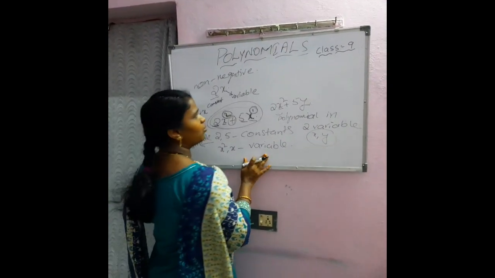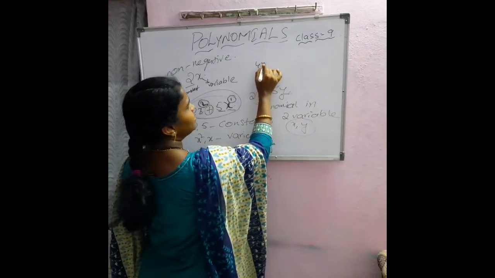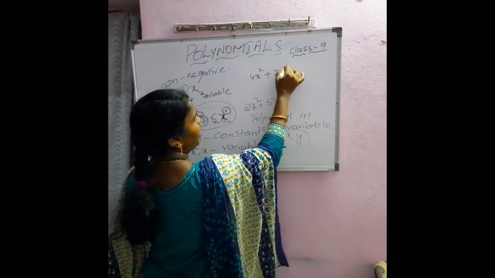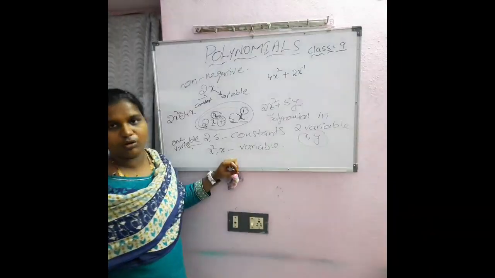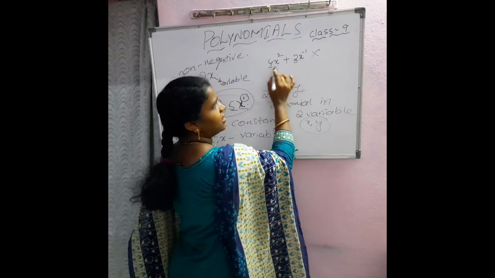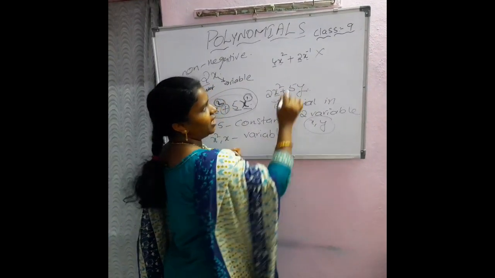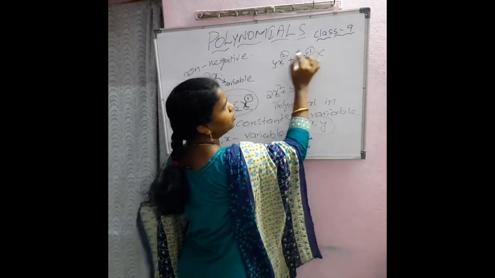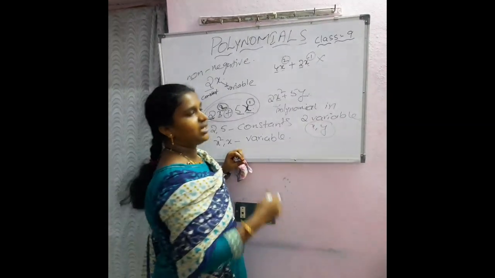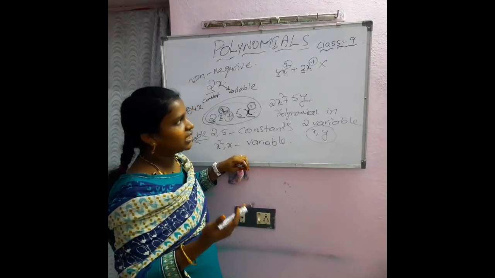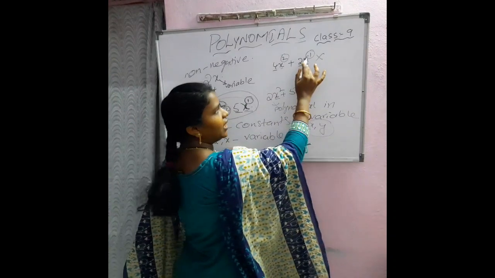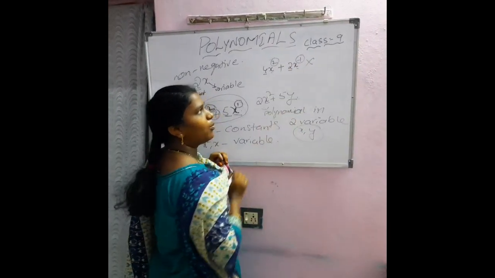If I take one more example, 4x square plus 2x to the power of minus 1, is it a polynomial? No, because we have constants and a variable, but in the degree, 2 is a whole number, whereas minus 1 is not a whole number. The value of the degree should be only a positive whole number. It should not be a negative integer. So it is not a polynomial.